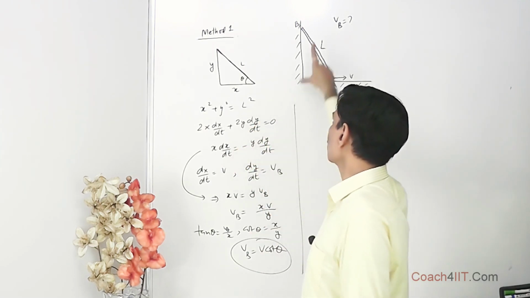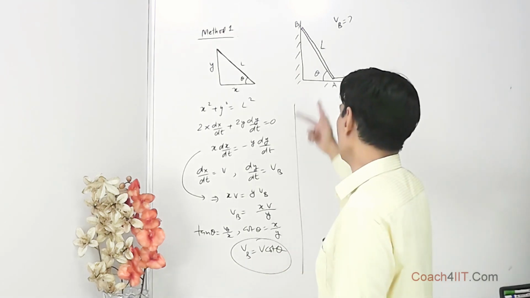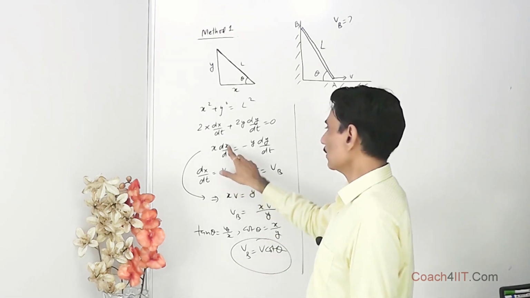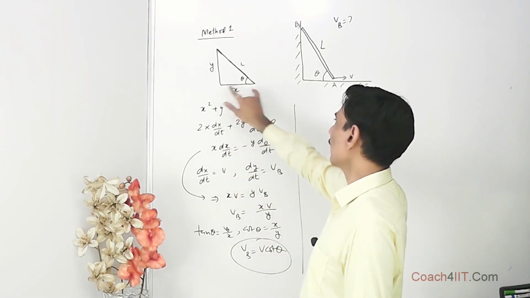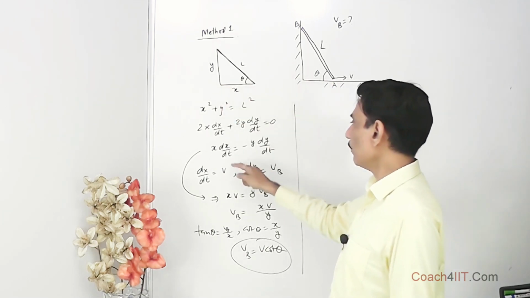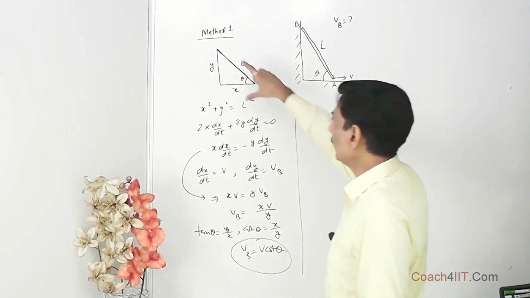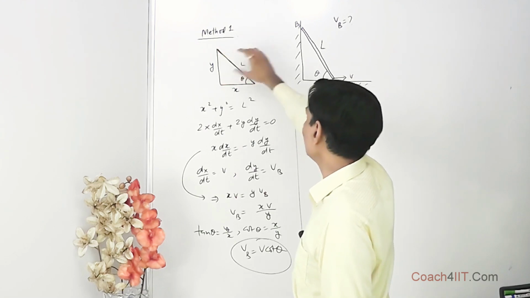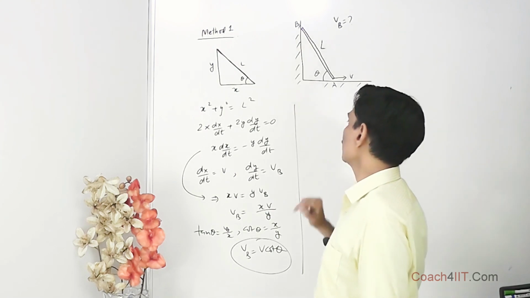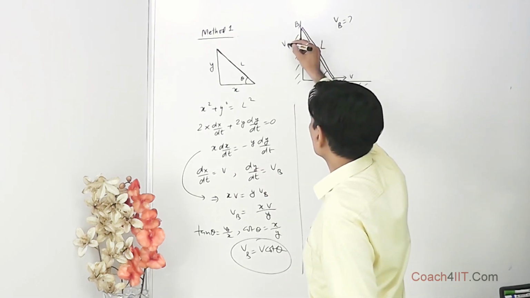The minus means that only one is increasing while the other is decreasing. If the value of x is increasing, the value of y is decreasing. What does dx by dt stand for? It is the rate of change of x, how x is changing with time, which is nothing but the velocity in this direction. Similarly, dy by dt stands for how y is changing with respect to time, that is, the velocity of this end only. We call this Vb.